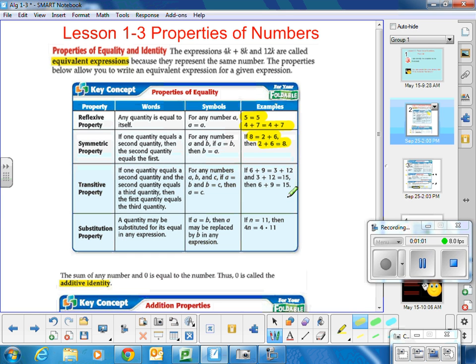The transitive property says if one quantity equals a second quantity and the second quantity equals a third quantity, then the first quantity equals the third quantity. Whew, that was a mouthful. Basically, if A equals B and B equals C, then A and C have to equal each other because they're both equal to B. And then substitution property: a quantity may be substituted for its equal in any expression. We do this all the time. If we have 4n and we say that n is equal to 11, we substitute 11 for n and say 4 times 11.